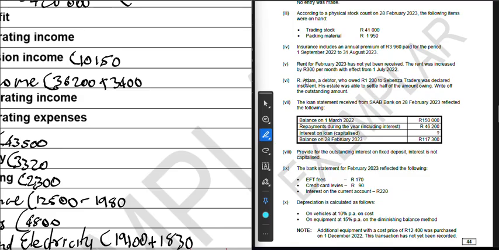It says here that R. Adam, a debtor who owed 1,200 to Sebenza Traders, was declared insolvent. His estate was able to settle half of the amount owing. Write off the outstanding amount. So it means that this person was able to pay part of his debt. The debt that he was able to pay is considered as a receivable. But the debt that he was not able to pay is not considered as a receivable. It is just considered as a bad debt.